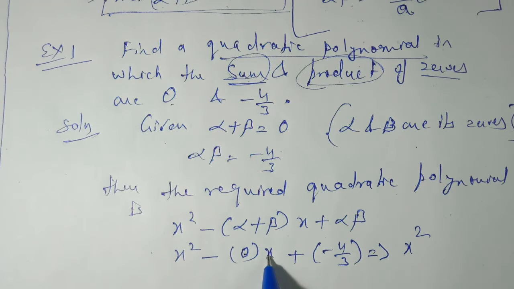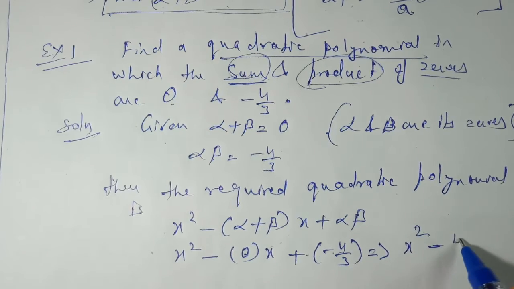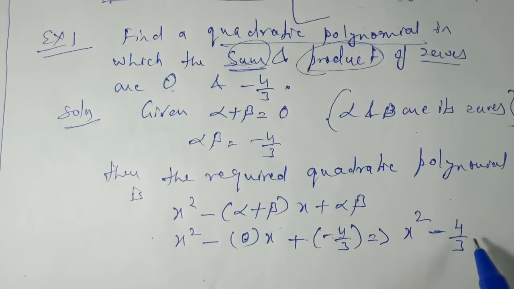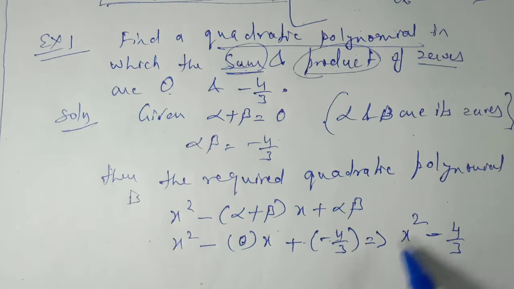0 into x means 0. When this becomes 0, then no need to write it, and this sign will also be removed. So we have to do the calculation over here. Plus minus 4 by 3. Now you have to change it into the proper form.